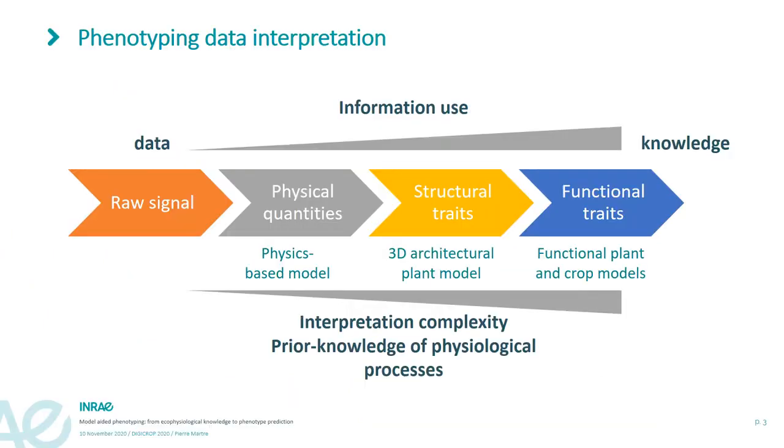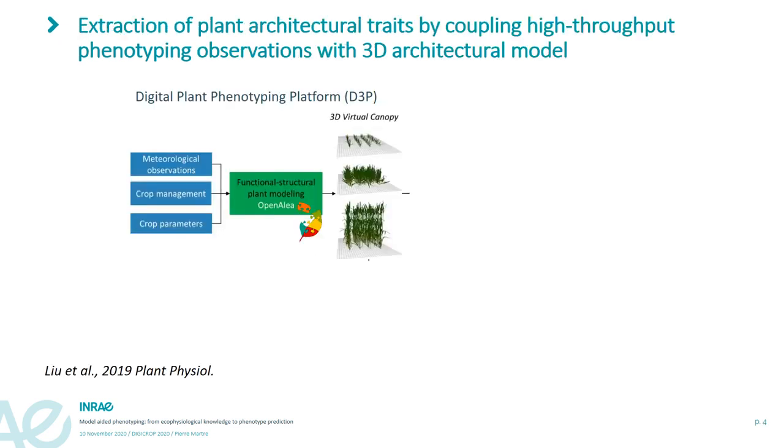One of the main challenges for plant phenomics is to transform big data into knowledge. This requires articulated workflows that integrate different types of models with increasing interpretation complexity and prior knowledge of physiological processes. To facilitate the development of workflows for phenomics, we created the digital plant phenotyping platform, D3P.